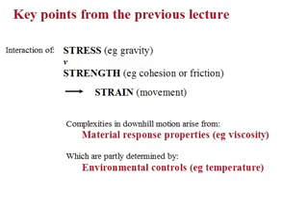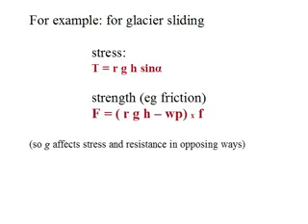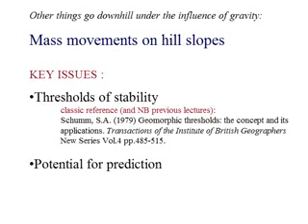The key point arising from the previous lecture is that movement or strain in geomorphic systems stems from the power of driving stresses such as gravity relative to the resisting strength of factors such as friction or cohesion. This relationship is strongly affected by the physical properties of the materials involved, which are themselves strongly affected by environmental conditions such as temperature. In glacier sliding, for example, the driving stress, controlled by weight and gradient, opposes the basal friction, which is increased by glacier weight but can be decreased by basal water pressure.